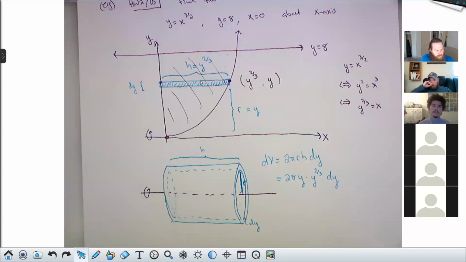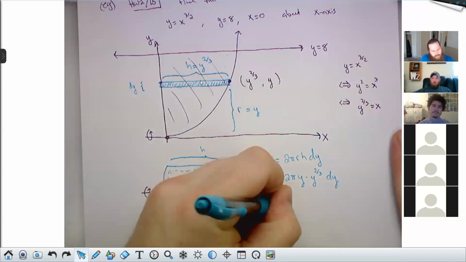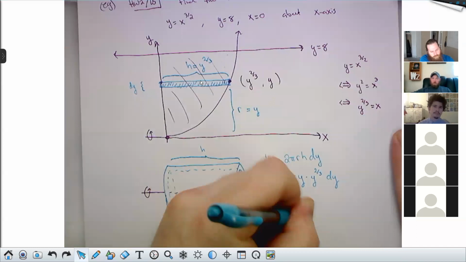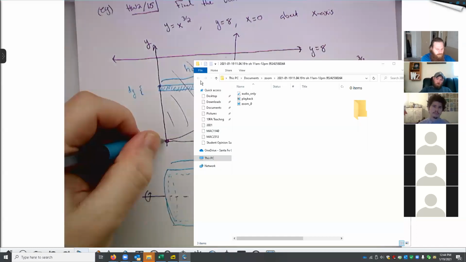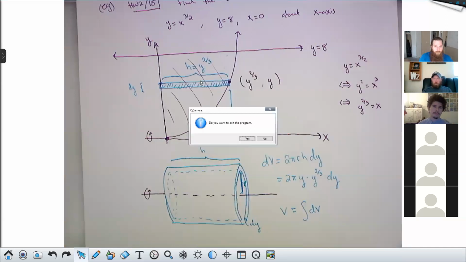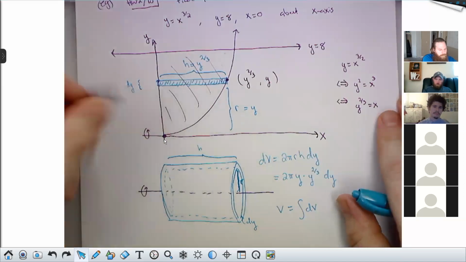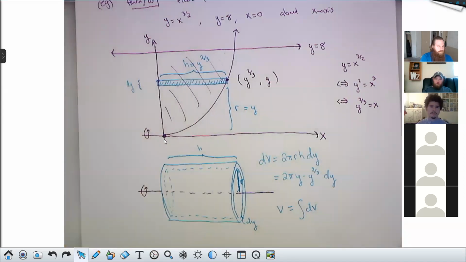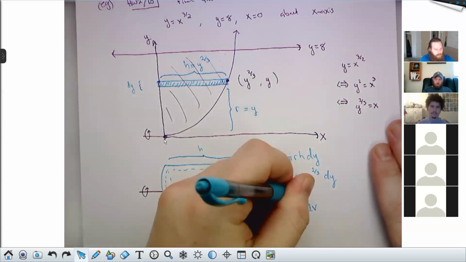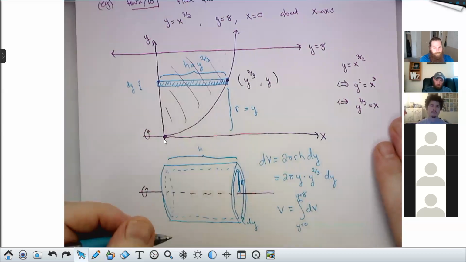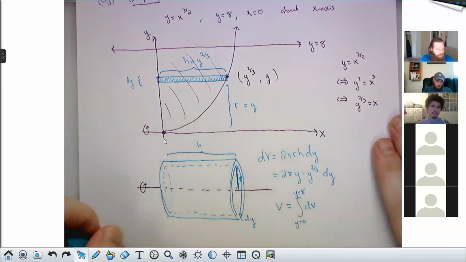So then v is going to be the integral of dv, and I'm going to integrate from whatever the smallest y value is in my region, to whatever the largest y value is in my region. So down here y is 0, and up here y is 8. So we're going to integrate from y equals 0 up to y equals 8. And then I'll just plug in for dv.